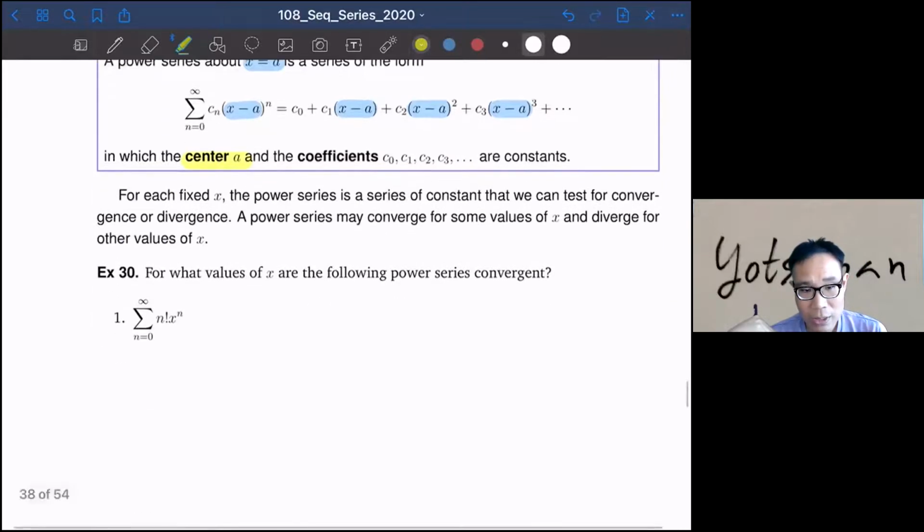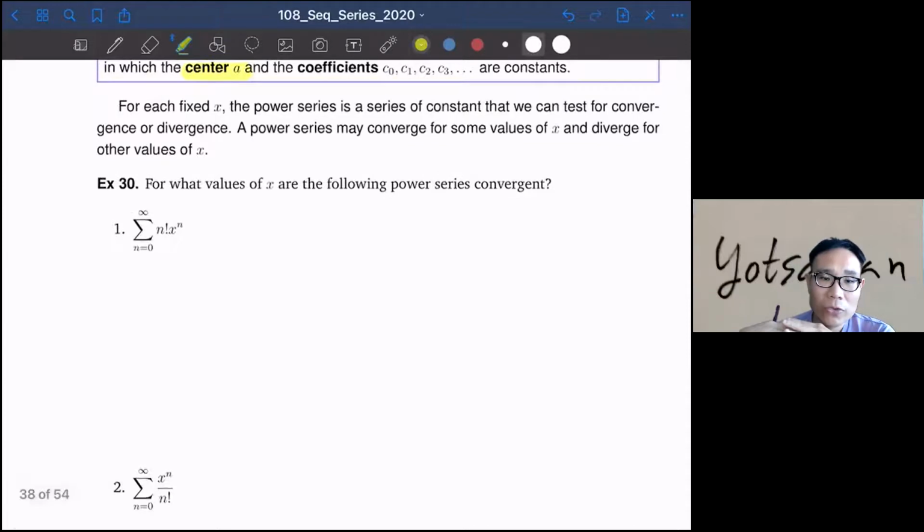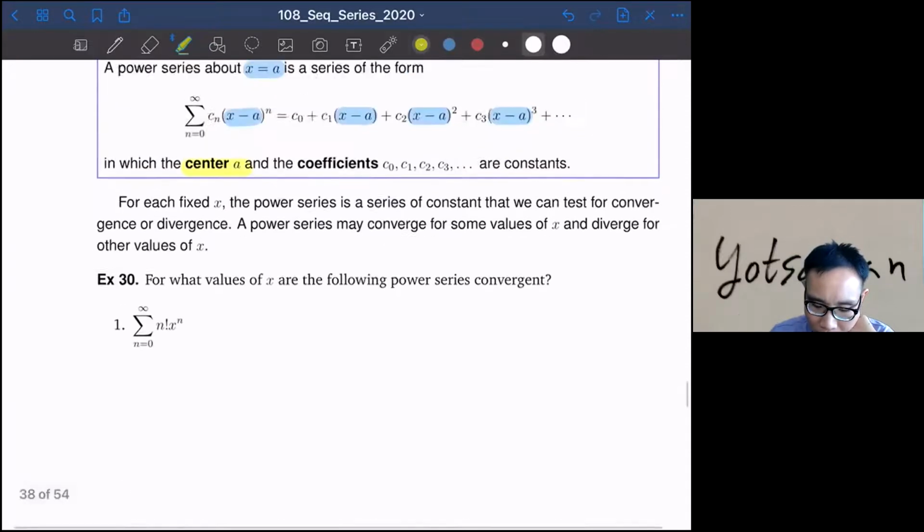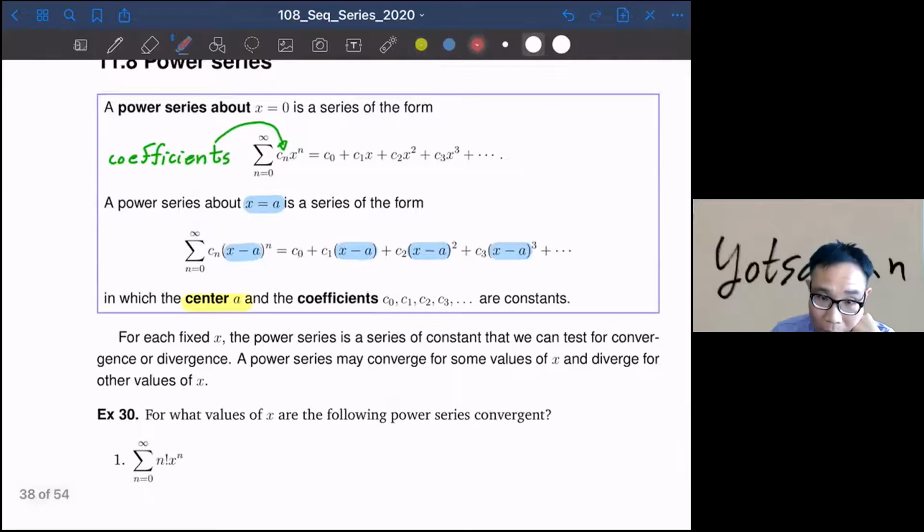For example, in example 30, you see the question asks for what values of x this power series converges. Okay, so for number one, it's going to be the series n equal to 0 to infinity of n factorial x to the n. One thing when we deal with power series, we begin the term at n equal to 0. It's not going to begin at n equal to 1 like we used to have.